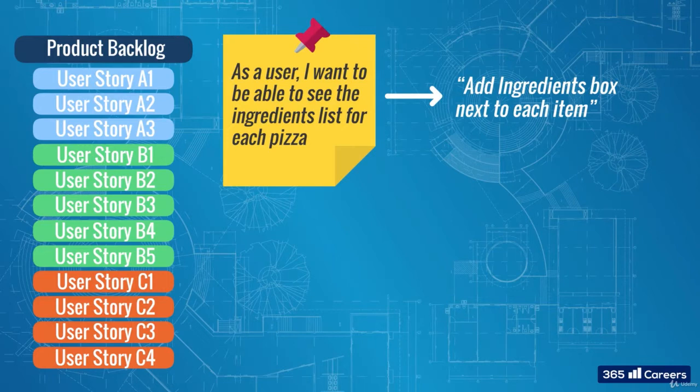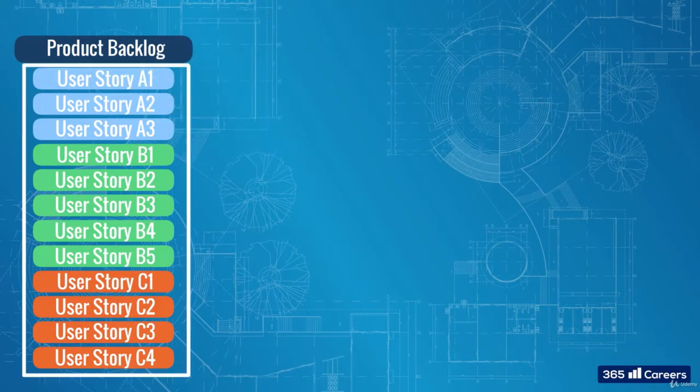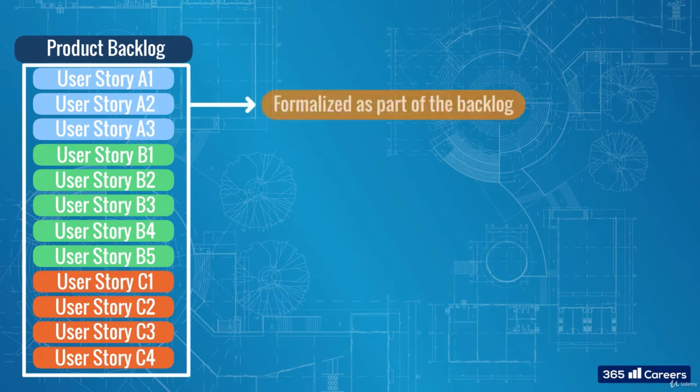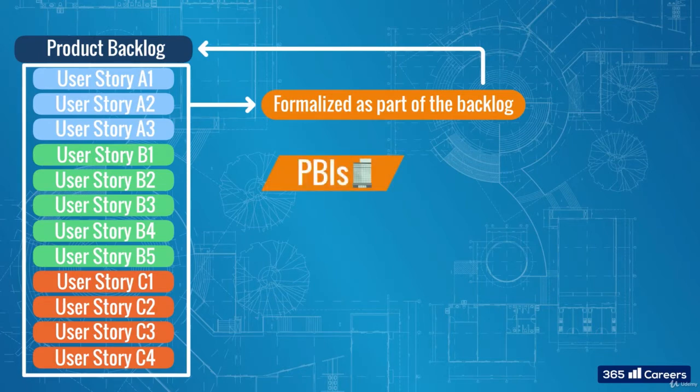By transforming the initial user stories in that way, we create something like a to-do list for the development team. The user stories become formalized as part of the backlog. Note, the term Product Backlog Items, or PBIs, may also be used by certain organizations to indicate the list of work items in the backlog. Okay, with the full list in place, we now have the product backlog.